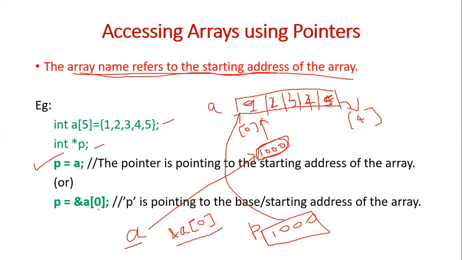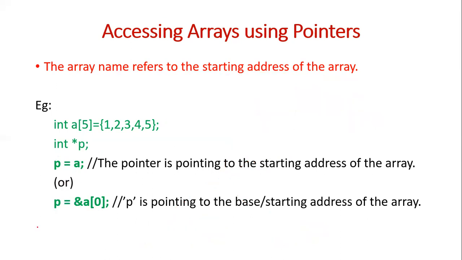So these are the two ways. Either you can just say p is equal to a, or you can say p is equal to address of a of 0. This is how we can make a pointer point to an array. Fine. Let us continue.